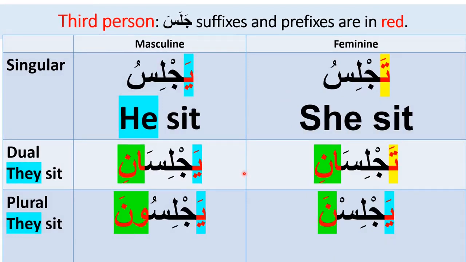As you noticed, almost all the third-person words carry the prefix ya. Ya stands for he or they, but the feminine singular and dual carry ta instead of ya, because the feminine and masculine verbs have the same ending. So to distinguish between the feminine and masculine, the feminine verb carries ta. Also, there are suffixes at the end of the verb. Ani for dual, una for masculine plural, and na for feminine plural. يجلس, تجلس, يجلسان, تجلسان, يجلسون, يجلسن.